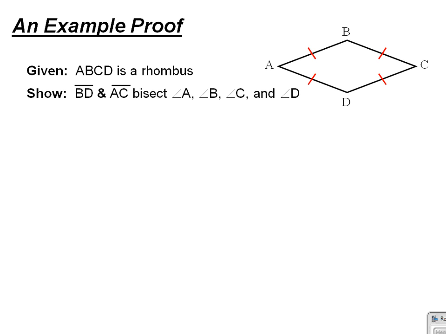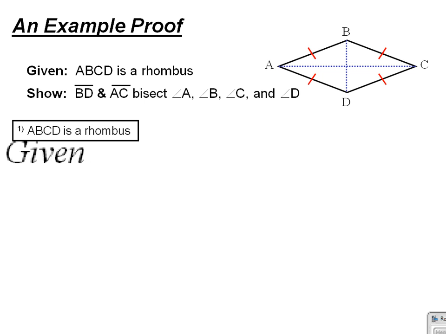Let's say that we're given a rhombus ABCD, and we need to show that segments BD and AC bisect all these angles. Now you may recall that this is actually a property that we discussed in the previous lesson. Well, let's see now why it's a property. Let's start with the fact. We know that ABCD is a rhombus. That's what's given.